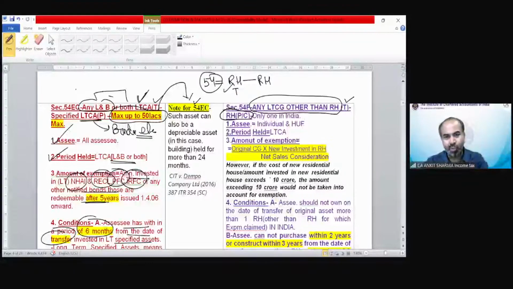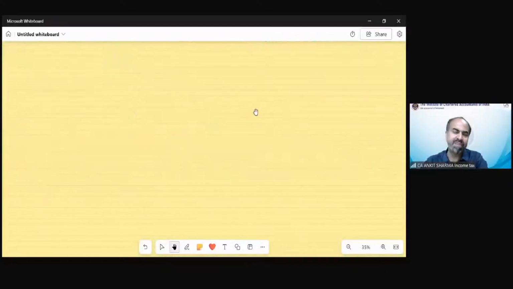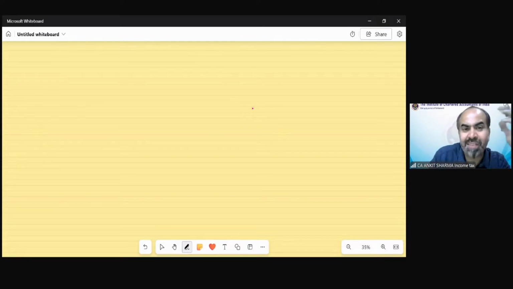Why is that so? There's a logic behind it. If you think about it, why do we need this kind of thing, because we have section 54 for purchase of a new residential house. Why did the government make this new exemption also for the same asset? So, section 54 and 54F, the basic difference.